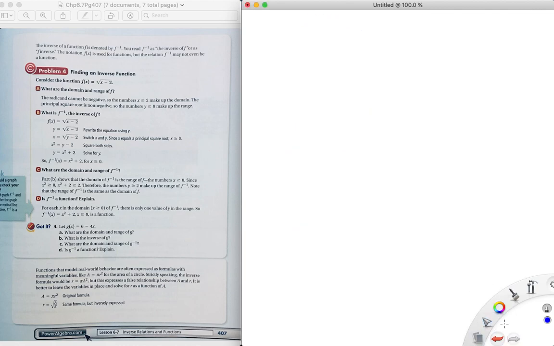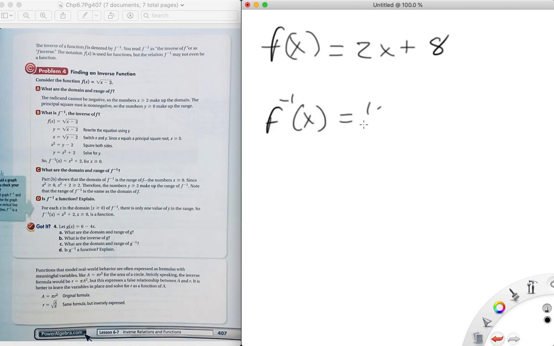When we do inverses in function notation, so f of x equals some equation, we'll go with 2x plus 8. When we want to write this in function notation, we can say f to the -1 of x. That means inverse. 1/2 x minus 4. So f to the -1 means inverse function.